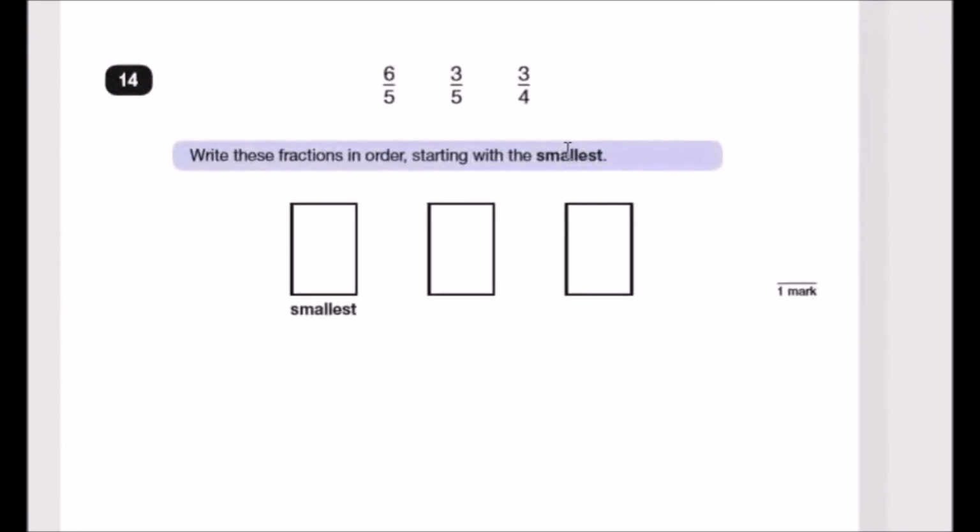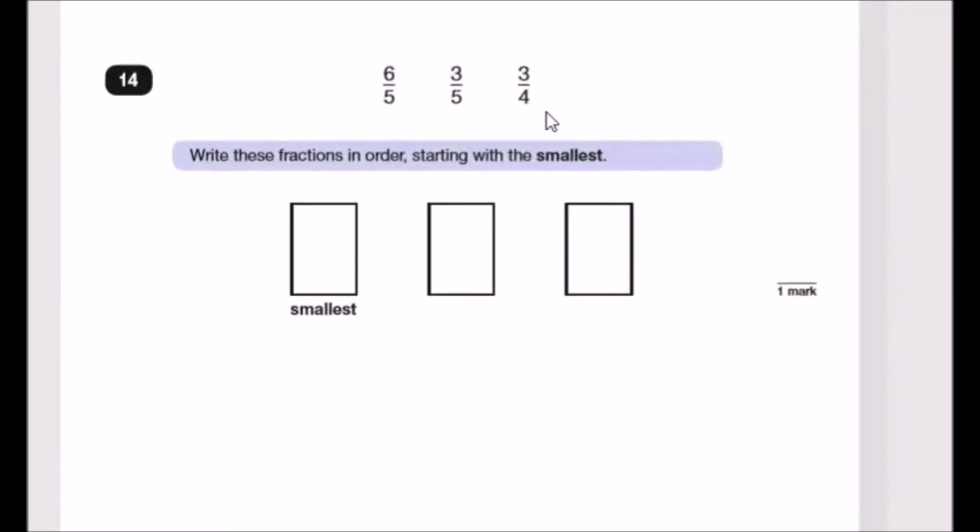14. Write these fractions in order of size, starting with the smallest. Now, when you look at fractions which don't have the same denominator, in other words, the same bottom half, you have to make sure that all the numbers are the same on the bottom. If we look at this carefully, we got 5 and 5, so these two are okay. So clearly 3/5 is smaller than 6/5. Now we need to also talk about 3/4.